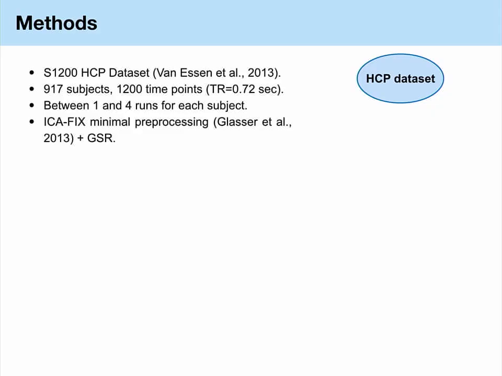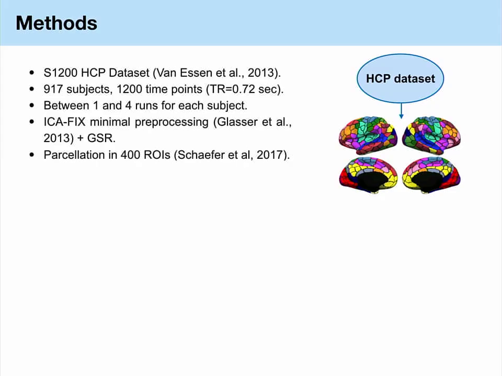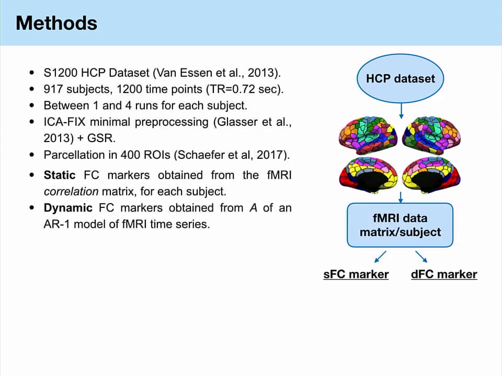And to explore this, we use the latest release of the HCP dataset, and we end up considering 917 subjects. We used all the runs that we had for all the subjects. We did a minimal pre-processing and global signal regression. We then parcellated the data into 400 regions using the parcellation mentioned here. And the two markers that we will be using to characterize functional connectivity are the ones mentioned in the previous slide.